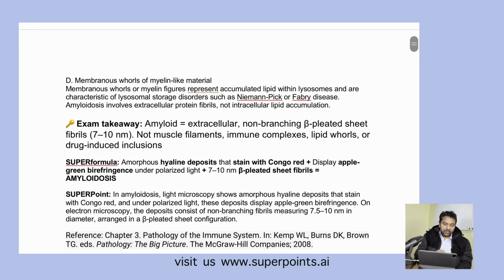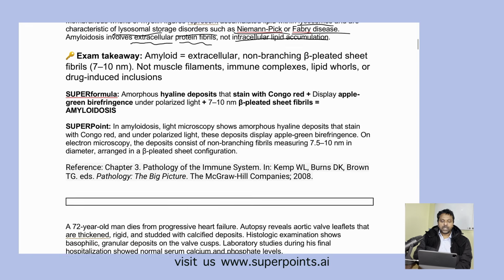What about D? Membranous whorls of myelin-like material. Membranous whorls or myelin figures represent accumulated lipid within lysosomes. They are characteristic of lysosomal storage disorders such as Niemann-Pick or Fabry disease. Okay, so you see those in Niemann-Pick or Fabry disease. Amyloidosis involves extracellular protein fibrils, not intracellular lipid accumulation.